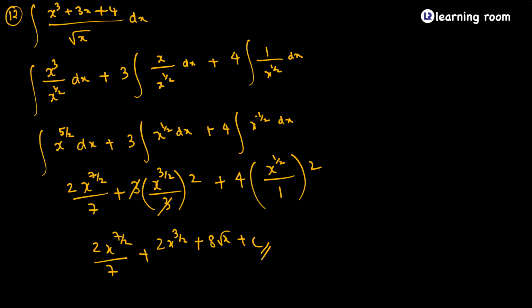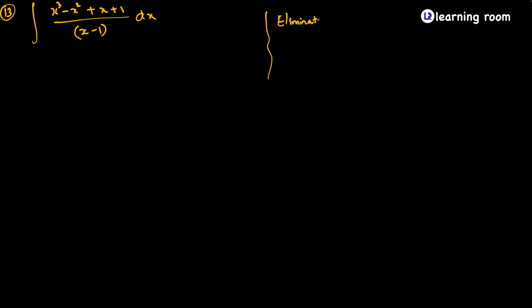Shall I proceed? So look at the 13th one. The 13th one is the integral of x cube minus x square plus x plus 1, the whole divided by x minus 1, times dx, right? So what is the idea I told you? Eliminate the denominator.